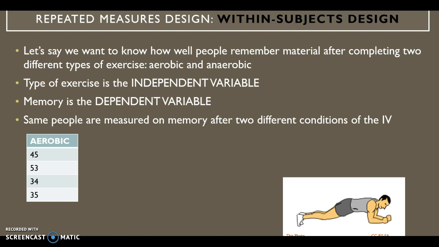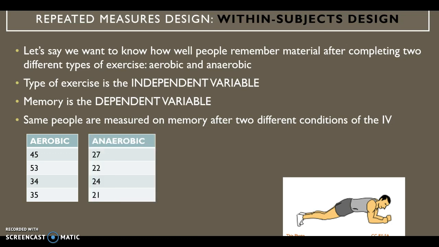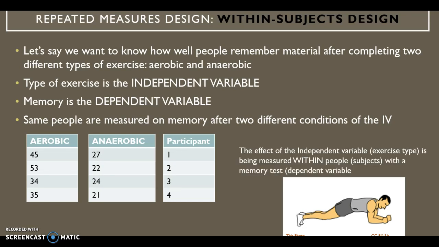So here we have their memory scores from one condition, their memory scores from the other condition. It's still the same 4 people. That's what makes it a repeated measures design. We are repeatedly measuring the same people. So again, why it's called within subjects is because the change is within the same people. We've changed their ability to remember something by giving them different conditions of the independent variable.